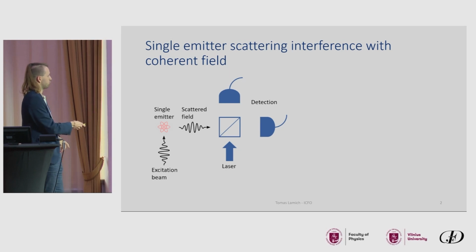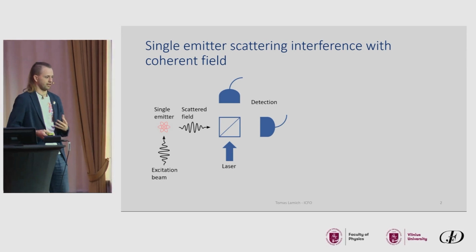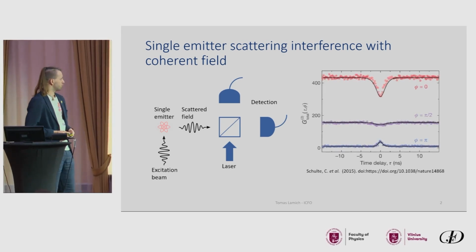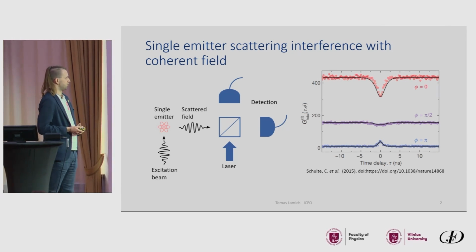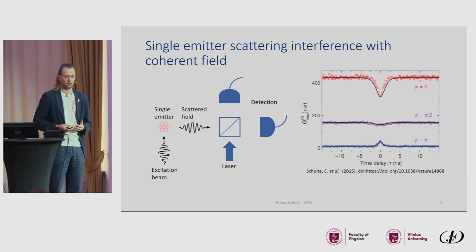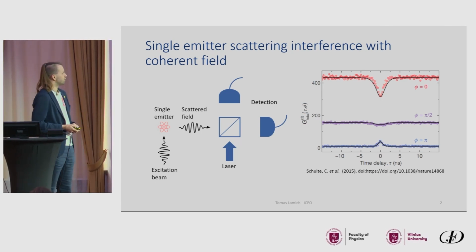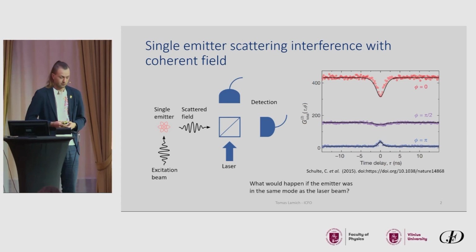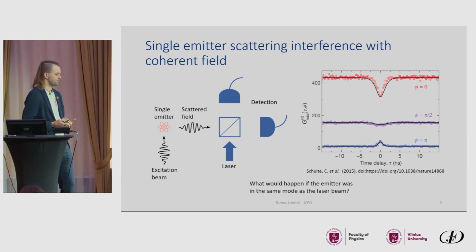field, combine it with some coherent field, and you have some detection scheme that can be something like an HBT detection scheme. For example, in Cambridge, they measured a G2, and by tuning the relative phase between the laser and the emitted field, they measured that the coincidence rate can vary based on the introduced relative phase. However, the question is, what would happen if the emitter was already in the same mode as the laser beam?